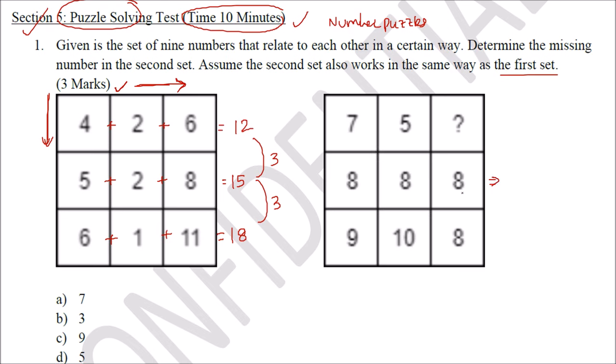So 8 plus 8 is 16, 16 plus 8 will be 24. And then 9 plus 10 is 19, 19 plus 8 is 27. So friends, here it should be 21, then only the difference will be 3. So 7 plus 5 is 12. What should I put here so that their addition will be 21? 7 plus 5 plus 9 will be equal to 21. 8 plus 8 plus 8 will be 24. 9 plus 10 plus 8 will be equal to 27. So friends, in this case your answer will be option C. So easily you will be able to solve the problem in the examination.